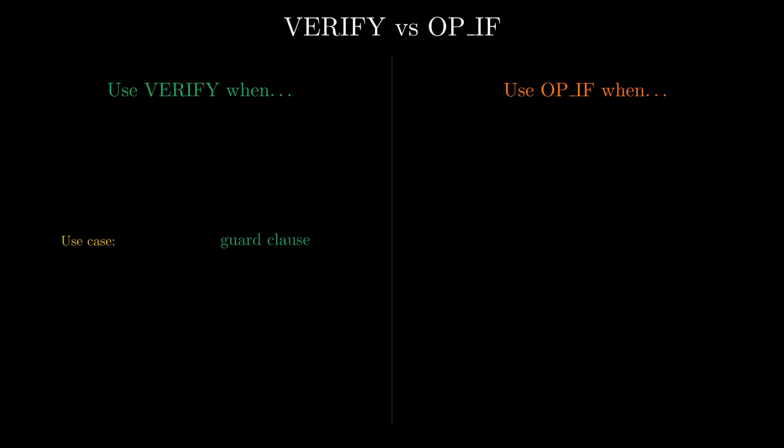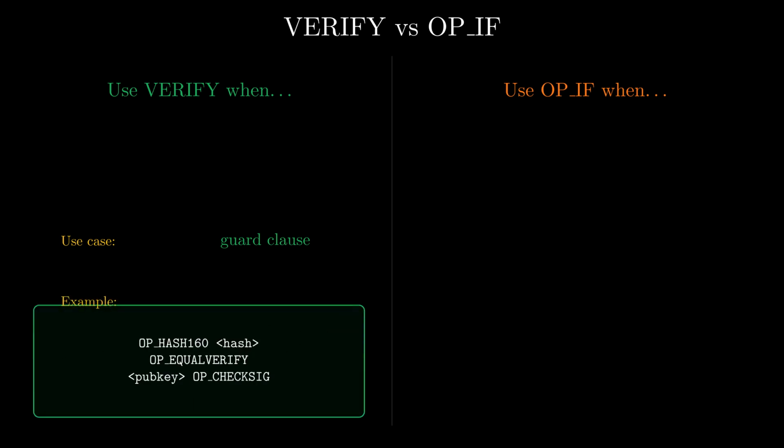Now what if we don't need an alternative path? Just a guard clause that aborts on failure. That's where verify opcodes shine. Consider OP_HASH160, then a hash, then OP_EQUALVERIFY, then Bob's pubkey, then OP_CHECKSIG. The spender provides a pre-image, the secret value that hashes to the stored digest, plus Bob's signature.